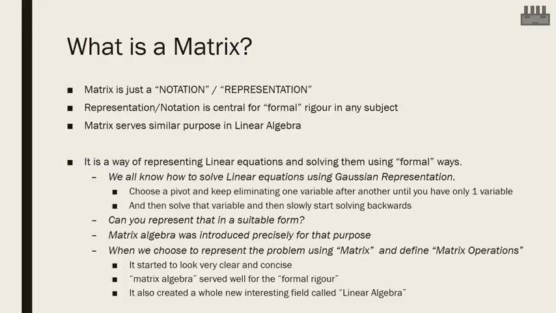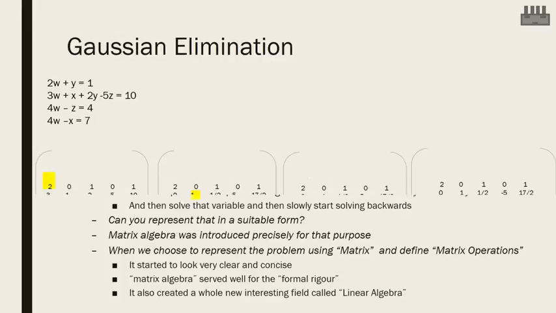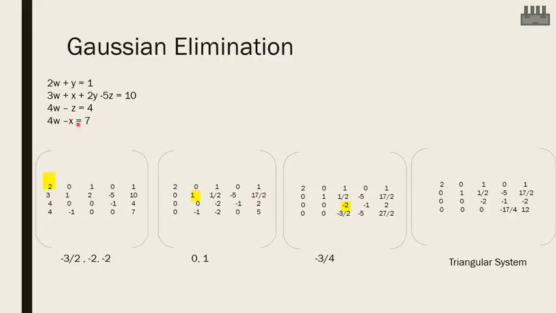In the subsequent slides, I'll give you a formal introduction to Gaussian elimination, a kind of primer, and then we will see how matrix notation helps to represent this Gaussian elimination process. So let us start with Gaussian elimination. Let us consider the system of linear equations that you see here.